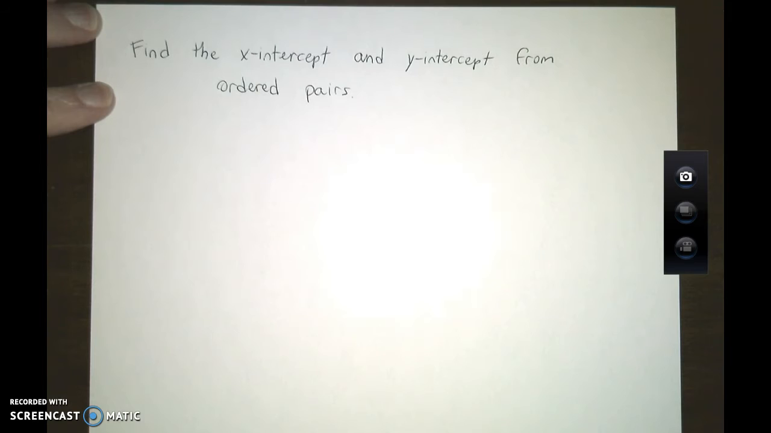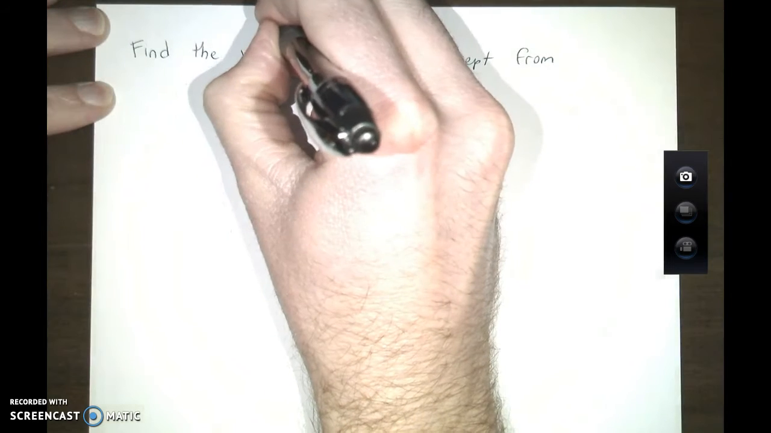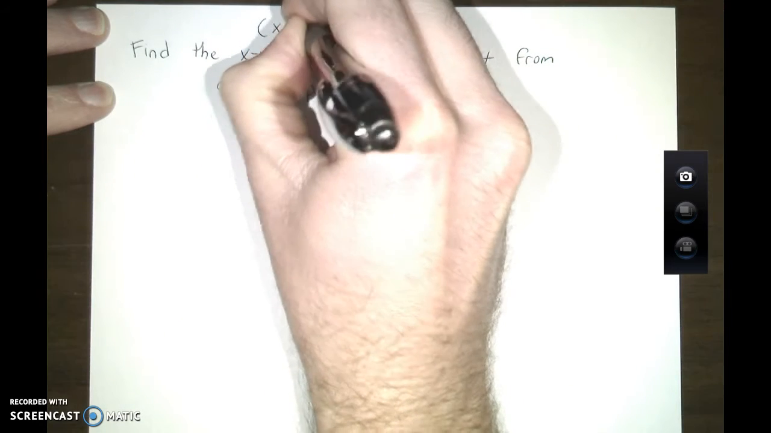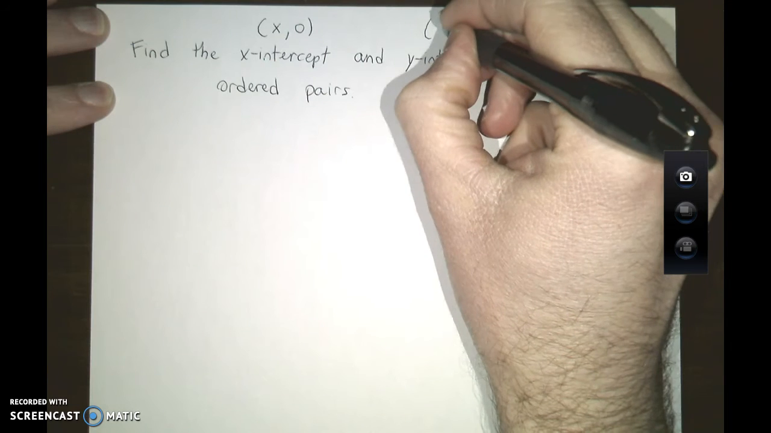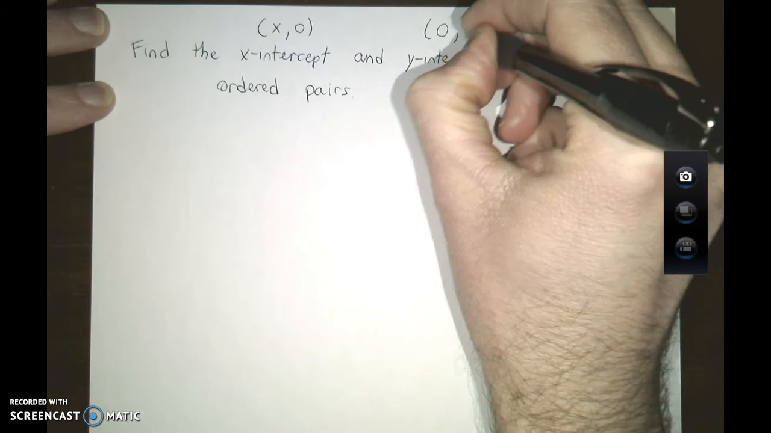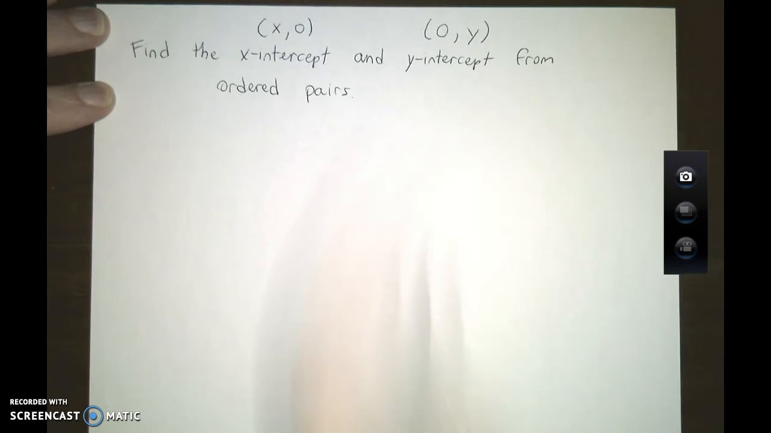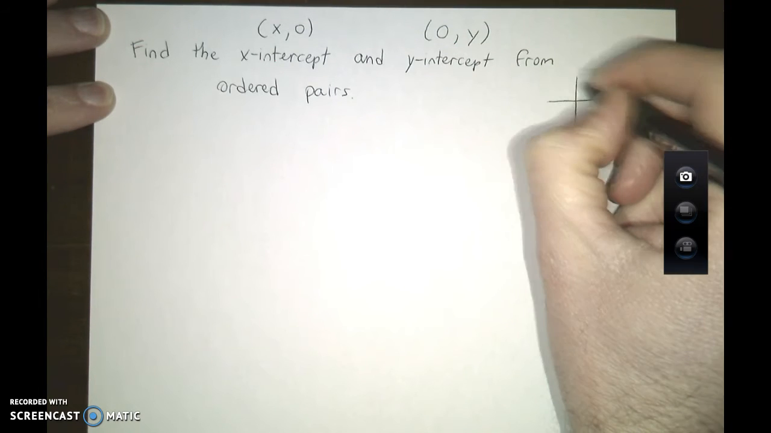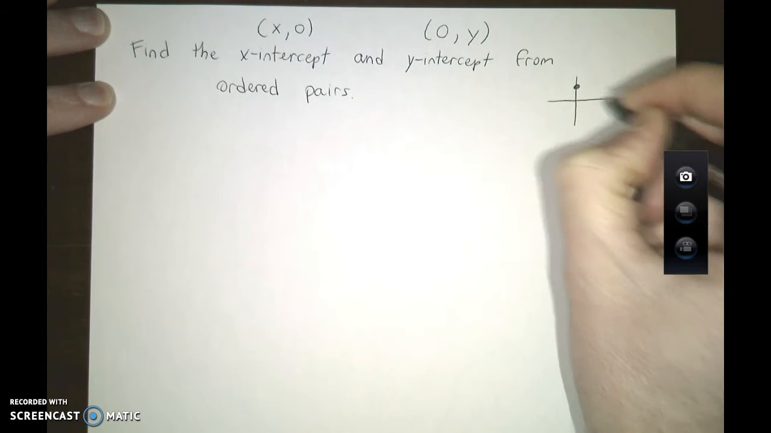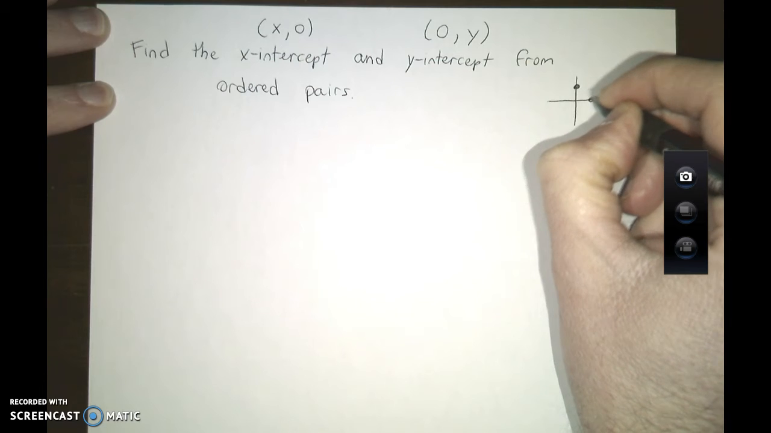So let's remember, first of all, our x-intercept is some number and then comma 0. So the y value is 0 in the x-intercept. And then for the y-intercept, it's the flip. 0 comes first, and then the y value comes second. Because remember, graphically, we're looking for the y-intercept to be on the y-axis and the x-intercept to be on the x-axis.